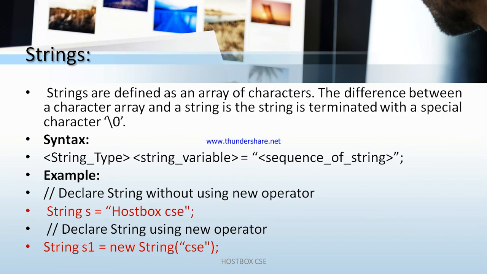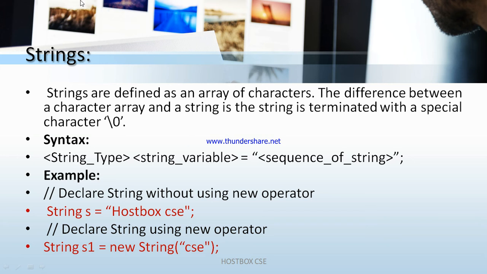Then we see some of the non-primitive data types, strings. Strings are simply a sequence of characters, or you can say they are defined as an array of characters. And the difference between a character array and a string is that a string is terminated with a special character, \0. So here they are saying the difference between a character array and a string.